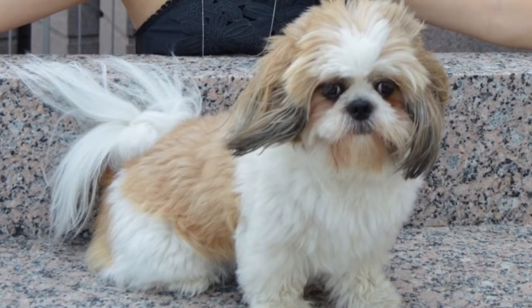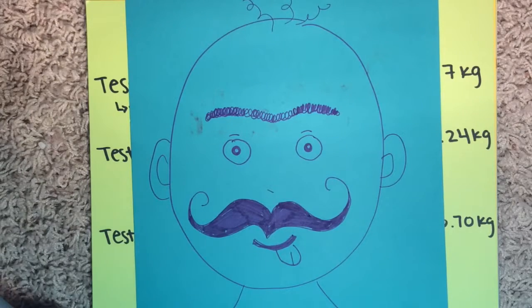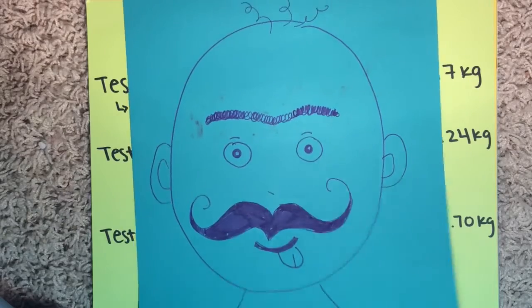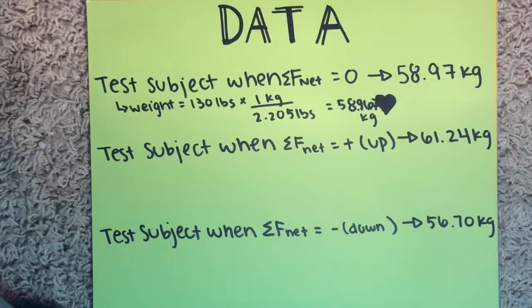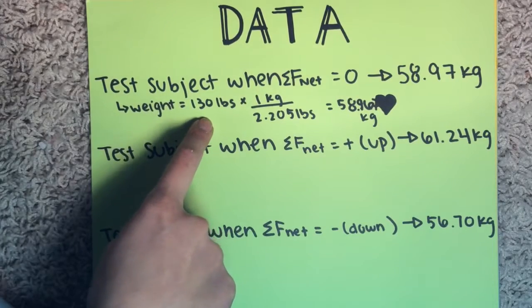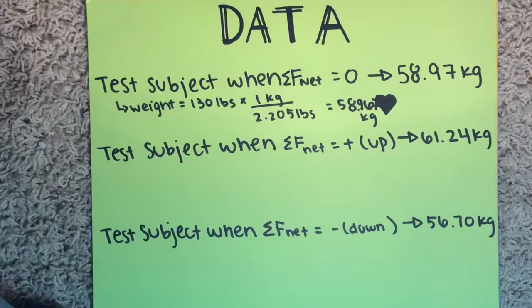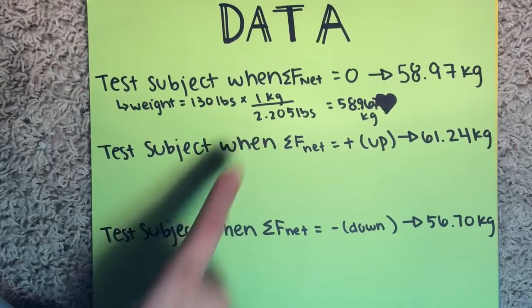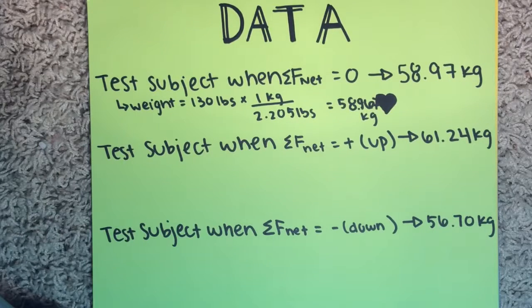Now we calculate. For our project, we had a test subject who weighed roughly 130 pounds. In order to calculate everything, we needed to convert pounds to kilograms. For converting, we knew that 1 kilogram is roughly 2.20462 pounds. In order to convert the 130 pounds to kilograms, we needed to divide 130 pounds by 2.205, which is equal to about 58.967 kilograms, which we rounded to 58.97 kilograms.